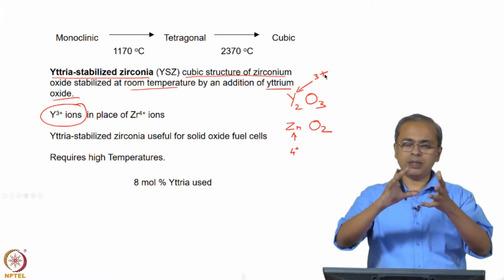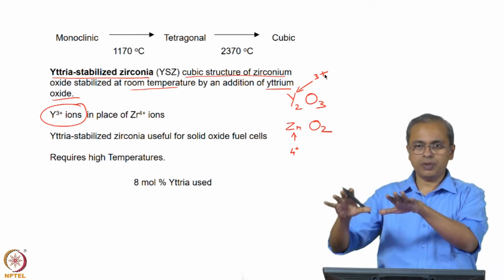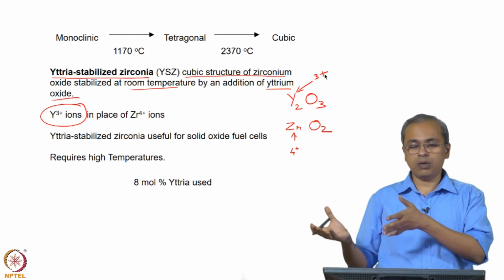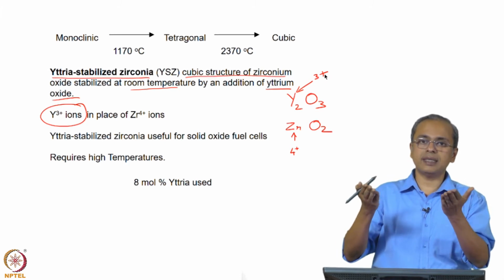It turns out that to some degree you can put these 3+ ions into the 4+ ion site, which means that there have to be some vacancies on the oxygen sites to ensure that there is charge balance.